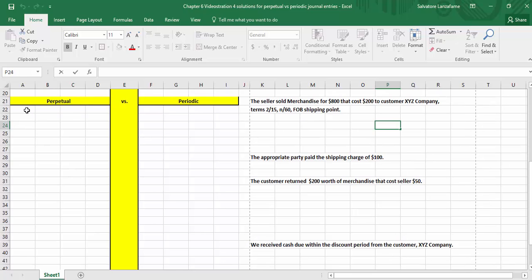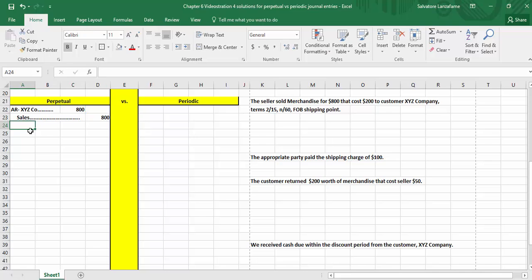So from a perpetual standpoint, in a previous video, I demonstrated all of these transactions under perpetual, so this is more of a review. So we're going to debit accounts receivable, XYZ company, and our sale was for $800. So we're literally doing credit sales now. And we'll credit sales for $800. Remember, your debits have to equal your credits.